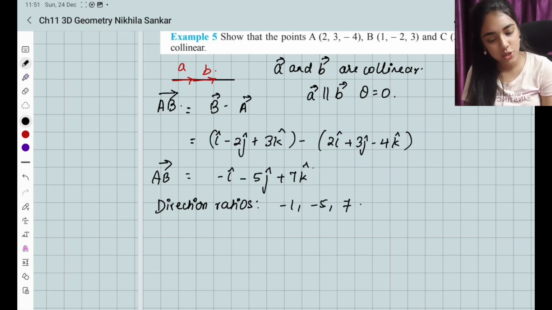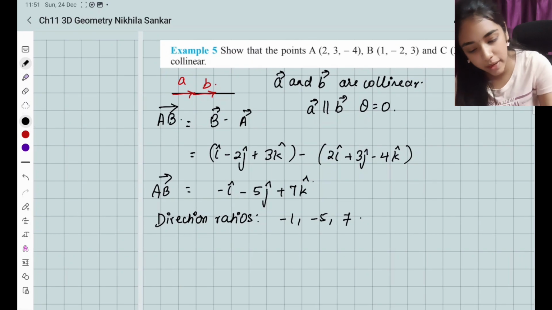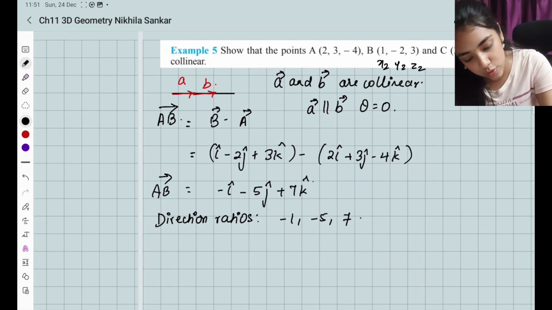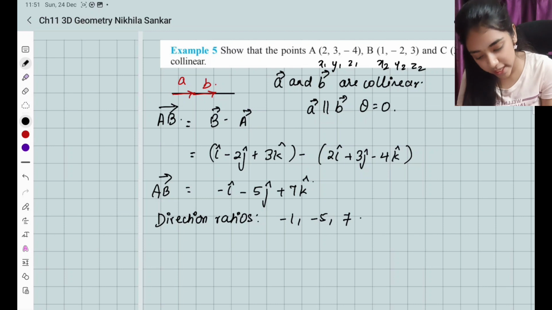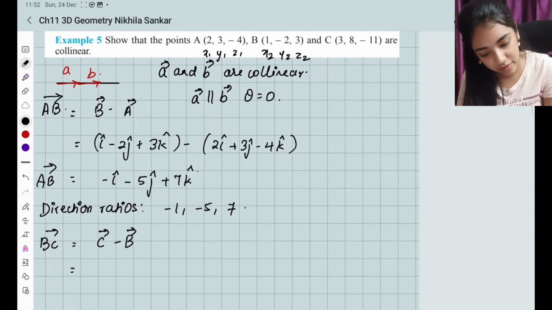So இதான direction ratio. நம்ம இங்க என்ன பண்ணிருக்கோம்? Basically x2 minus x1 பண்ணிருக்கோம். So இப்போ இது x2 y2 z2 னா இது x1 y1 z1, which means we have done x2 minus x1. Correct? So this is how I found the direction ratios. இப்போ second case க்கு என்ன? Let me take BC. So BC எடுத்தா it is going to be C minus B.